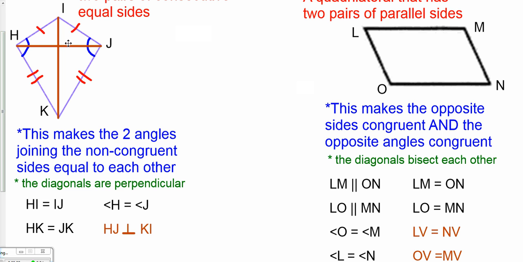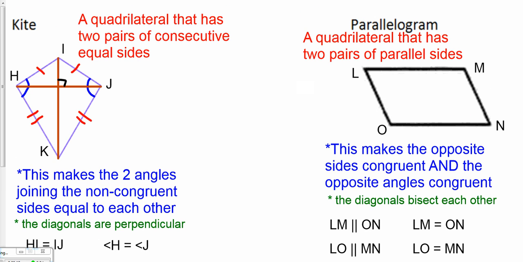HJ is perpendicular to IK. If you want, you could draw in a right angle that it makes right here. So HJ is perpendicular to KI. That's all the information that we would figure out just by knowing it's a kite.